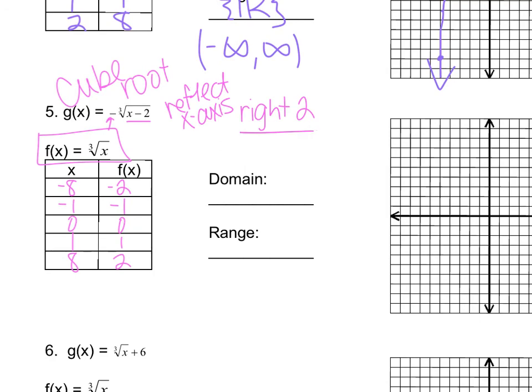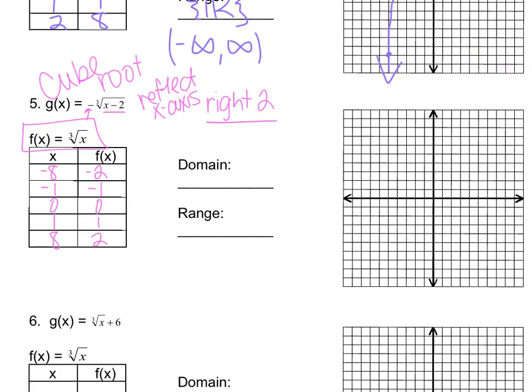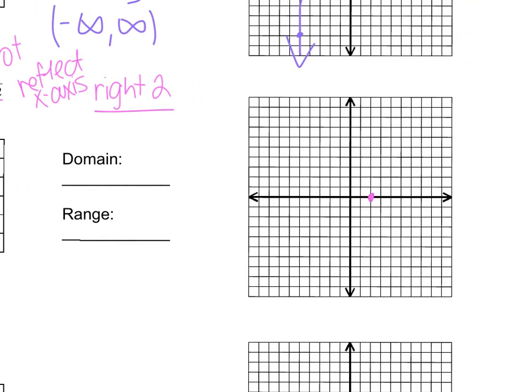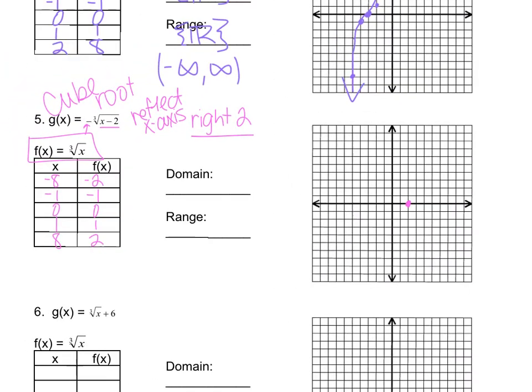All right, always start with your shift. So we're going to shift the 0, 0 point right 2. There's that new 0, 0 point. And then we're reflecting over the x-axis, so that changes the sign of your original y values. So I'm going to go left 8, and then up 2. Left 1, up 1, right 1, down 1, and then right 8, down 2.